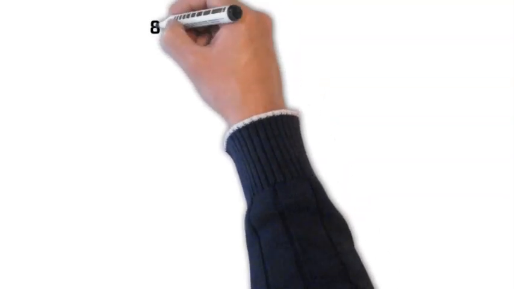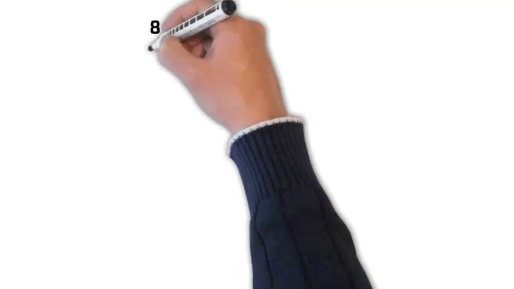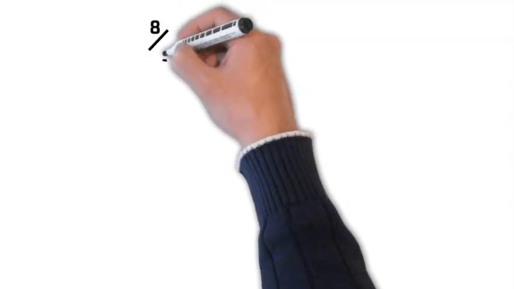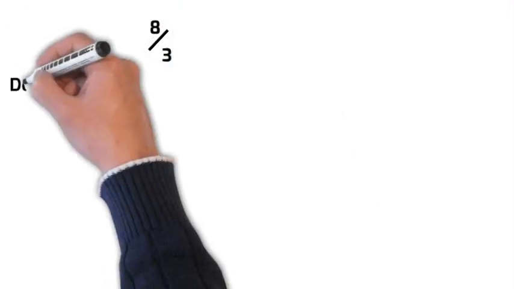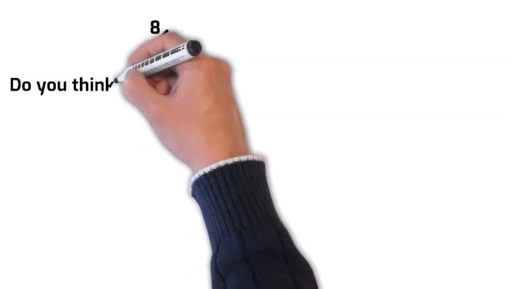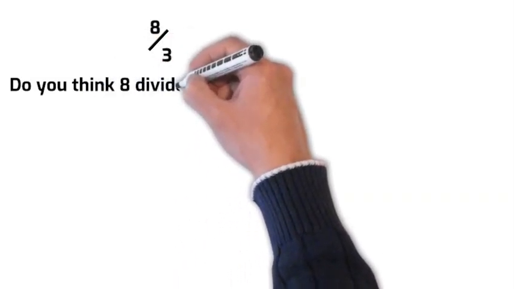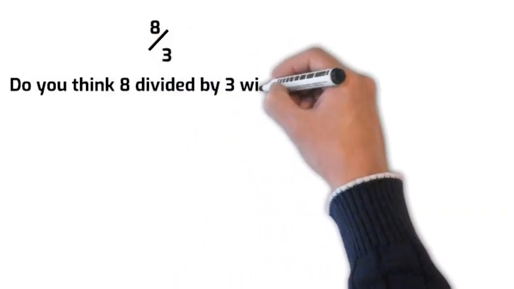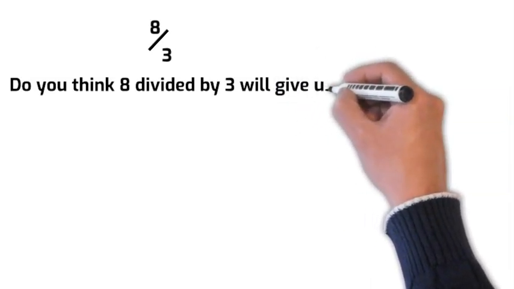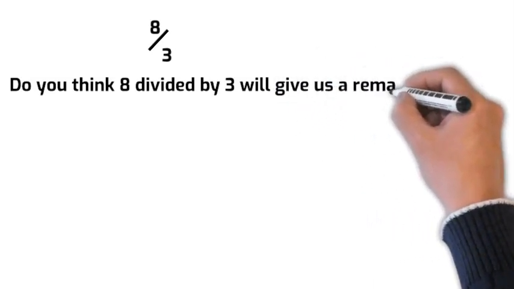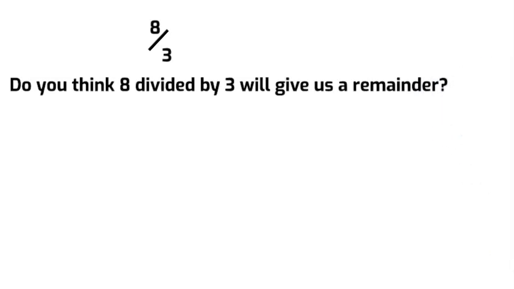8 divided by 3. Do you think 8 divided by 3 will give us a remainder? Let's find out. First, we count 8 strokes and then divide it by 3.